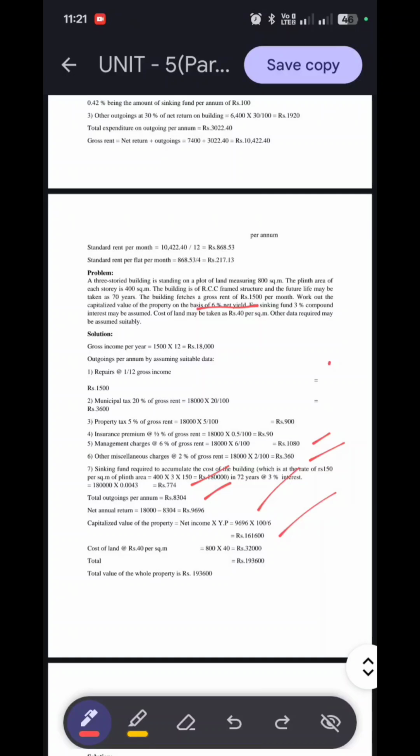The cost of the land is 40 rupees per square meter. The total land plot measures 800 square meters, and each square meter costs 40 rupees. So 800 into 40, the land cost is 32,000 rupees. So total value is the capitalized value of the property plus the cost of the land. 1,61,600 plus 32,000, so the total value is 1,93,600 rupees, the whole property value. So the problem was completed. Thanks for watching.